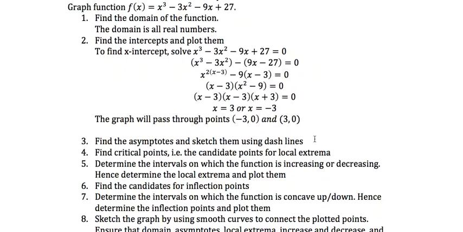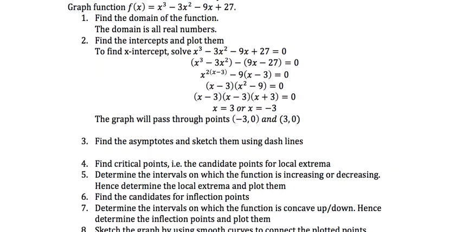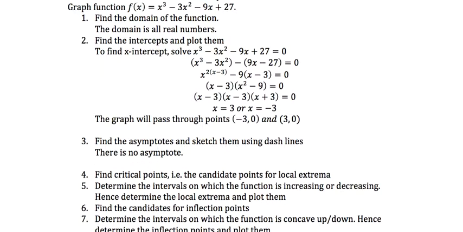Okay. Now we need the third step: find the asymptotes and sketch them using dashed lines. The fact is a polynomial doesn't have asymptotes, so we just say there is no asymptote. However, the polynomial has end behavior. It's easy to determine. As x goes to infinity, f(x) goes to positive infinity. As x approaches negative infinity, f(x) also approaches negative infinity. These are the end behavior. It's easy to see.